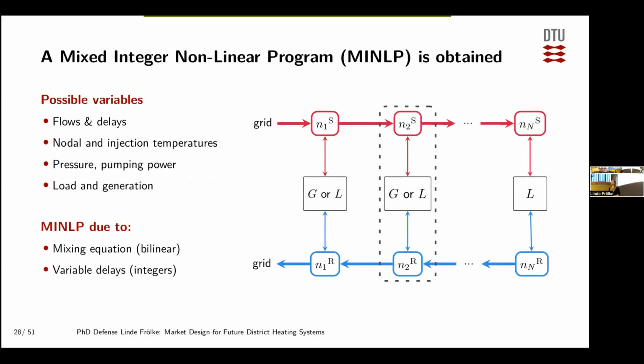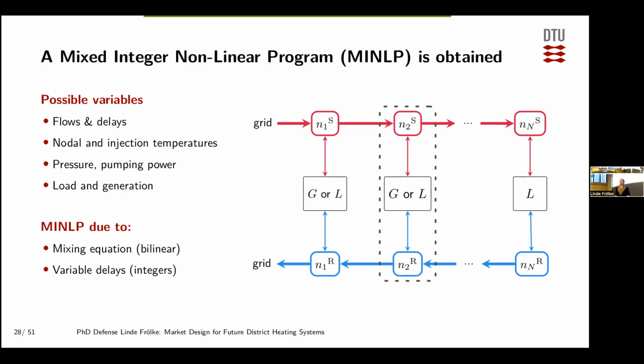There are a lot of possible variables in a system like this, such as flows and delays of the water in the pipelines, also its temperature, the pressures in the system, the pumping power, and the loads and generations. But if everything is kept variable, then this model becomes a mixed integer nonlinear program. The nonlinearity comes mainly from the mixing equation, which models the temperature at a node when two streams of water come together in this node. And this is a bilinear equation if both the flow and the temperature are variable. And the combination of variable delays and variable temperatures leads to the integers in the formulation.